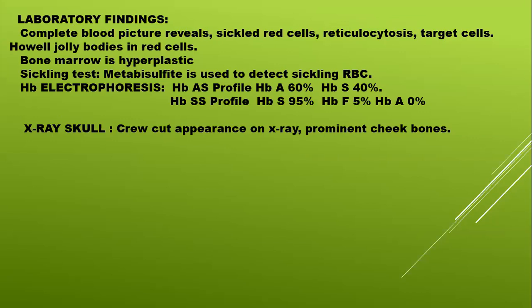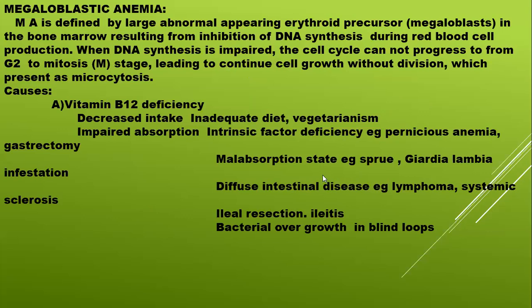Hemoglobin AS profile detects hemoglobin A 60% and S 40%, and hemoglobin SS profile: hemoglobin S is 95% and fetal hemoglobin 5%. Adult hemoglobin is 0. X-rays will also show frequent changes and prominent cheekbones.